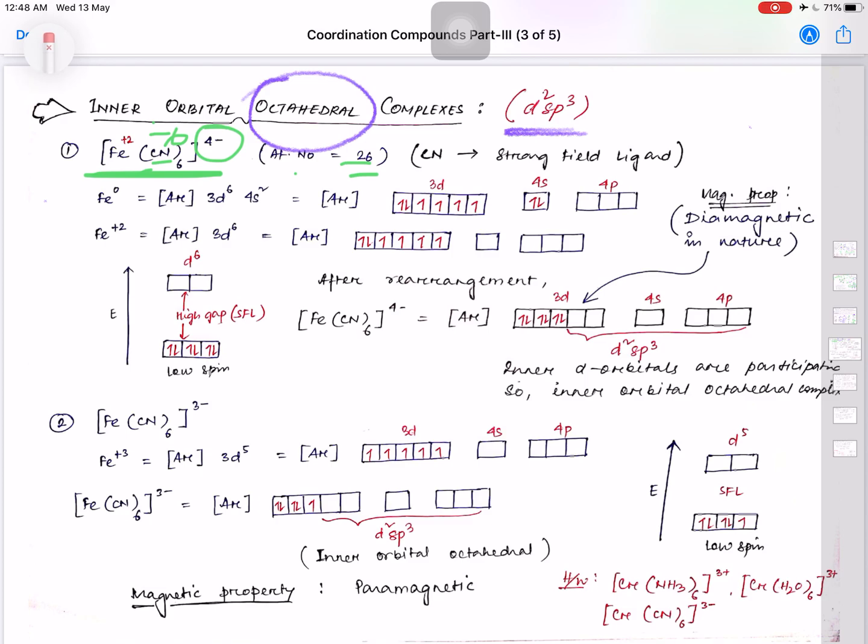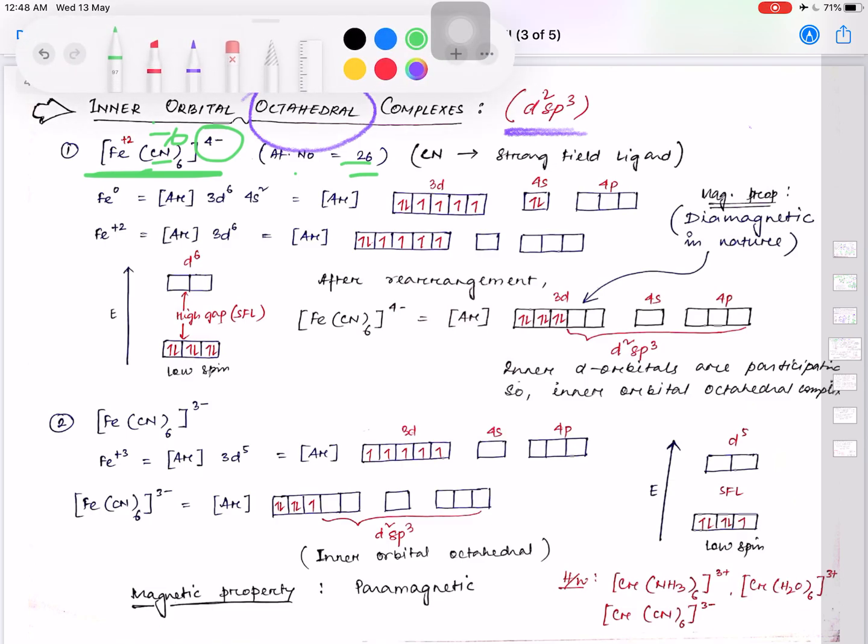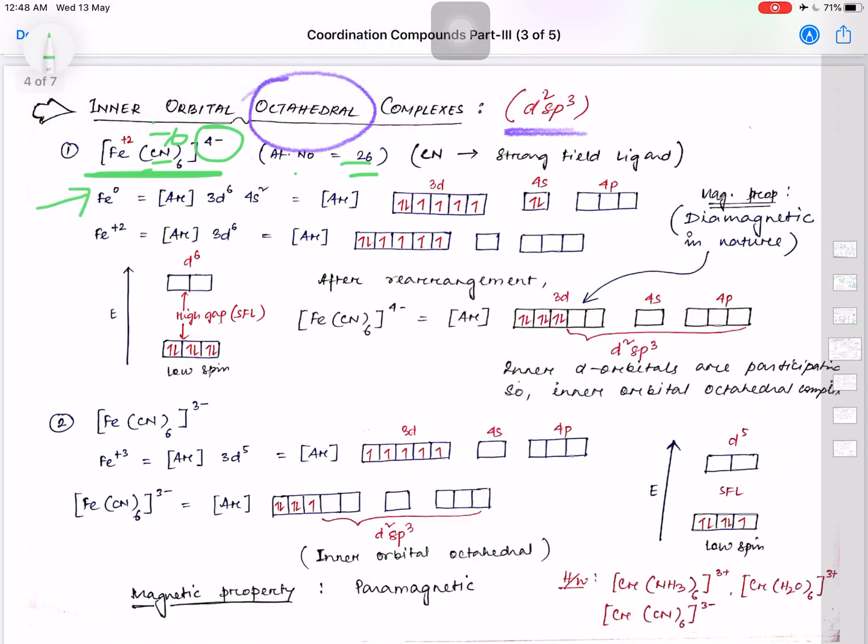So first, we'll write the electronic configuration for the free metal, meaning not in the complex, just the free metal. Iron in 0 oxidation state has atomic number 26, so the configuration will be argon 3d6 4s2. We'll draw these orbitals and fill up electrons. We have 6 electrons in the d orbitals, so 1 2 3 4 5 6, and 2 electrons in the 4s orbital.